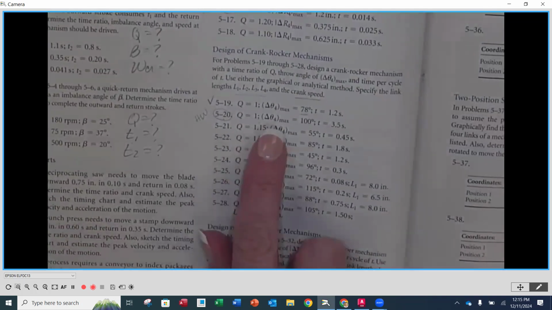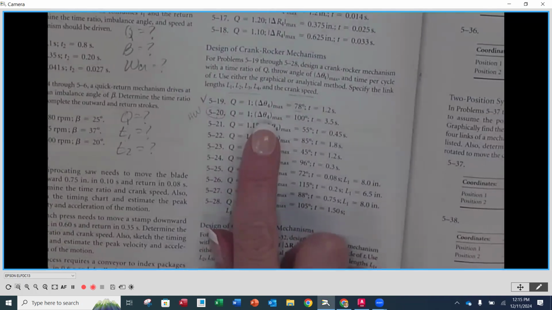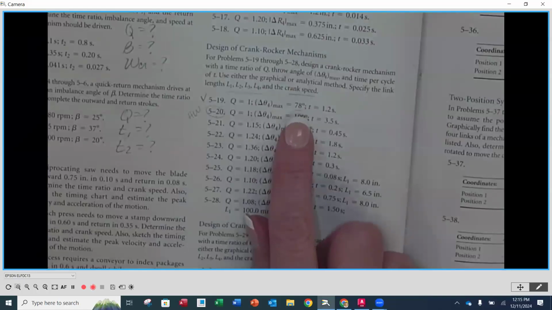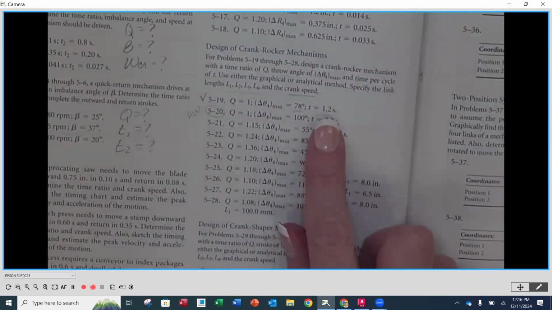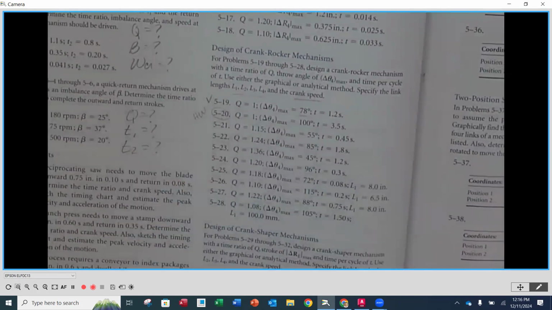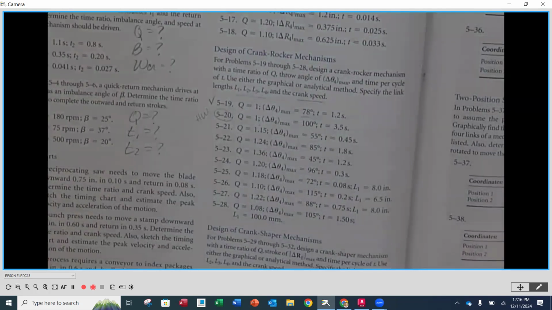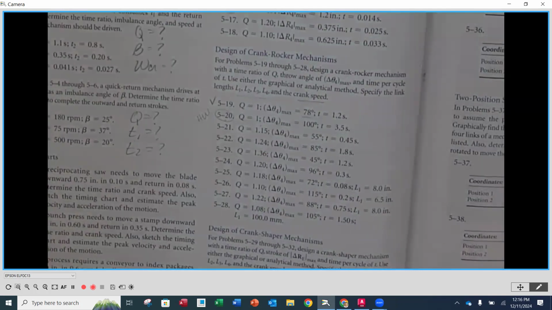Then we're going to notice that our angle, that's what the delta theta 4 here is, is going to be whatever that value is. We're up on 19, so that's going to be 78 degrees. That's the total throw angle, the output angle through which it's going to go. And then the time is going to be equal to 1.2 seconds. Now, what we want to find out is we want to assign what the lengths 1, 2, 3, 4 are, and a crank speed. That's going to be our W.